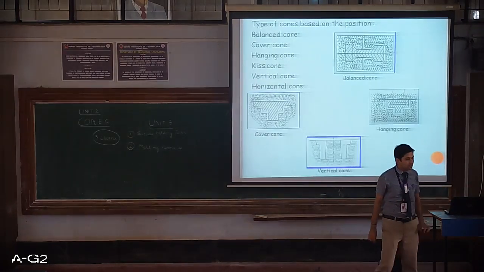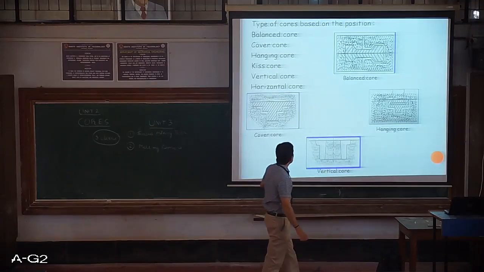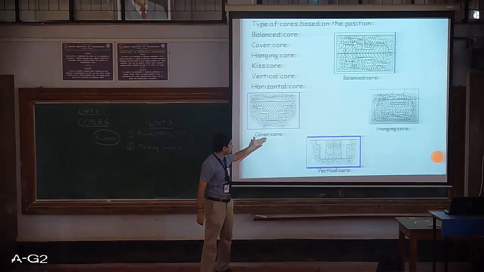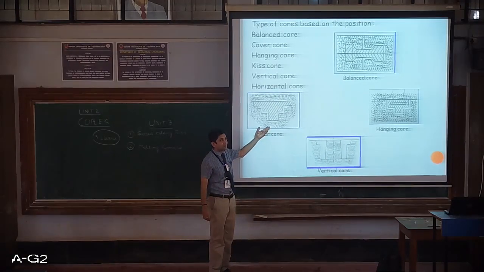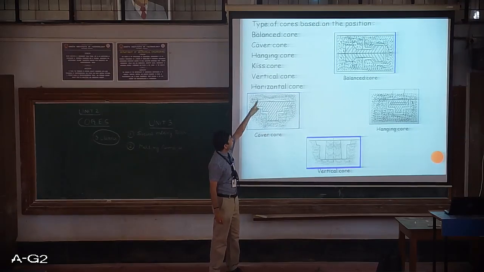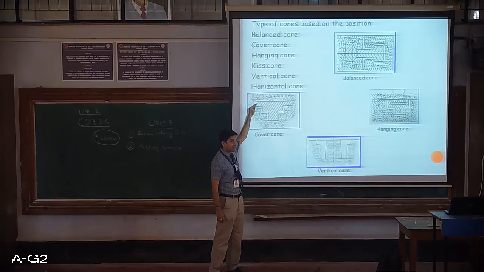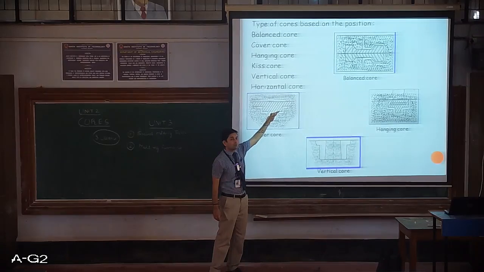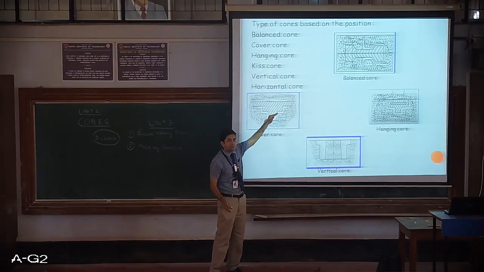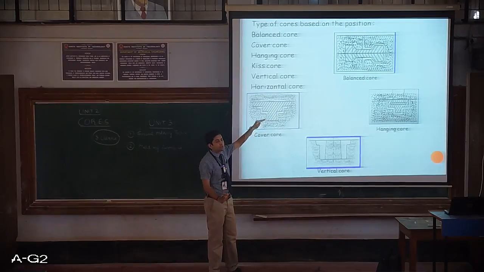The next one is our cover core. Here you can see this is called the cover core. Why is it called cover core? The reason behind it is that from the top, if you see, the core is covering the drag part of the mold flask. So the observer will feel as if the drag part is completely covered. That's why it is called the cover core.